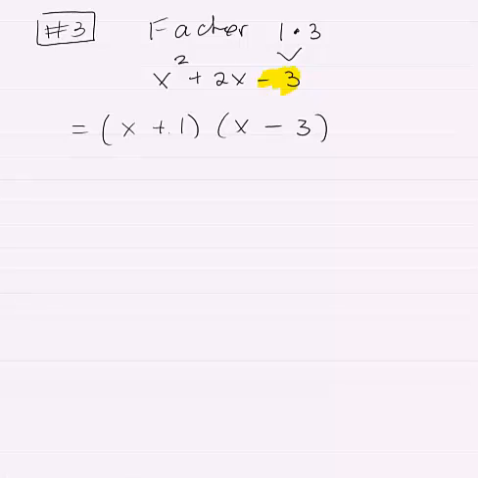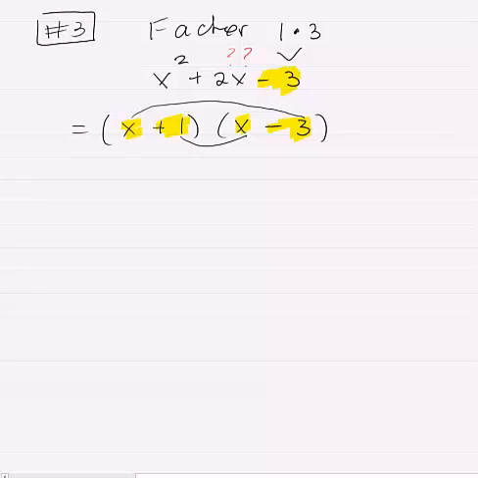Alrighty, now I'm going to check. Now I already guaranteed that x times x gives you x squared. Plus 1 and minus 3 gives you minus 3. My question is, does this term get produced? Do we get the 2x? Now to do this, again, you check. How do you check? You multiply the outer terms first, and then the inner terms second, and then you put them together and see if they add up to 2.